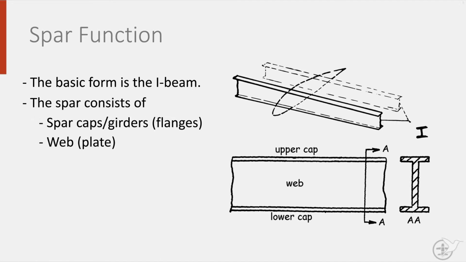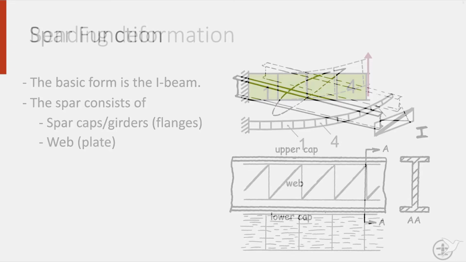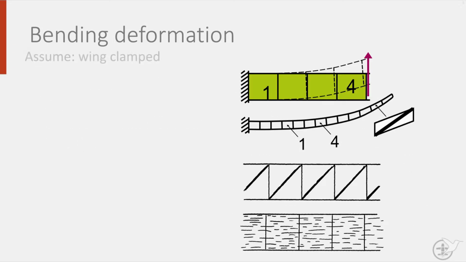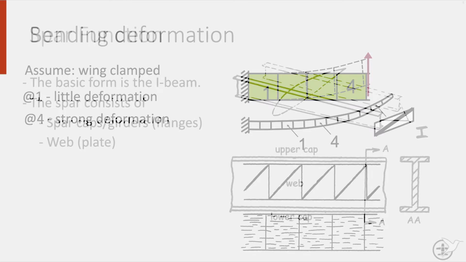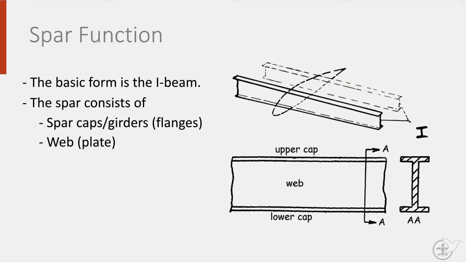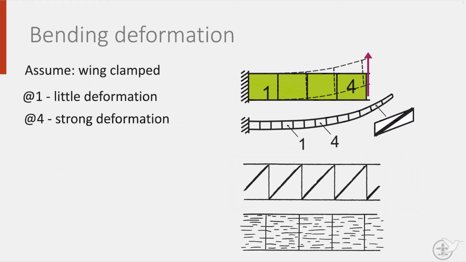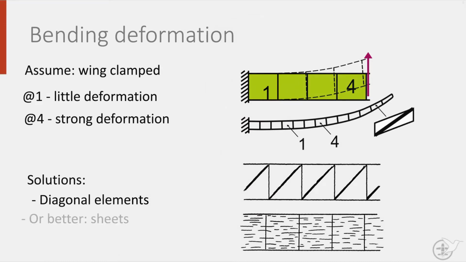The attachment of the spars to the fuselage can best be explained as if the spar is clamped in at one end. Due to the bending of the wing, the spar also deforms, with the deformation increasing away from the wing root where the spar is clamped. Each part of the spar wants to become diamond-shaped. If we consider the spar as a frame, we can see here that it must contain diagonal elements to counteract the deformation, as shear is acting on it. This is why the spar is often made out of a sheet material.